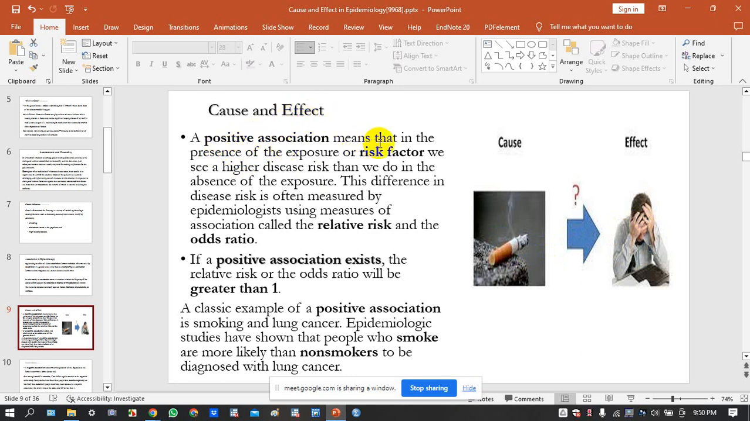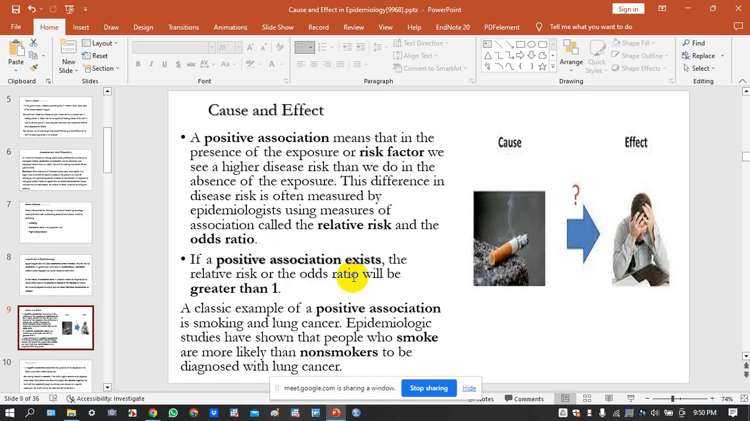A positive association means that in the presence of the exposure or risk factor, we see a higher disease risk than we do in the absence of the exposure. This difference in disease risk is often measured by epidemiologists using measures of association called the relative risk and the odds ratio. Last time I explained to you what the relative risk is and what the odds ratio is. So if a positive association exists, the relative risk or the odds ratio will be greater than 1.